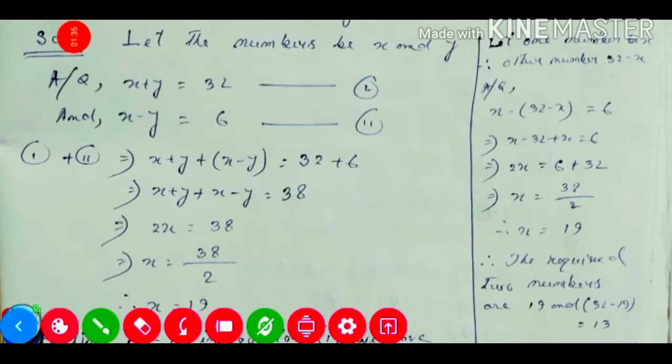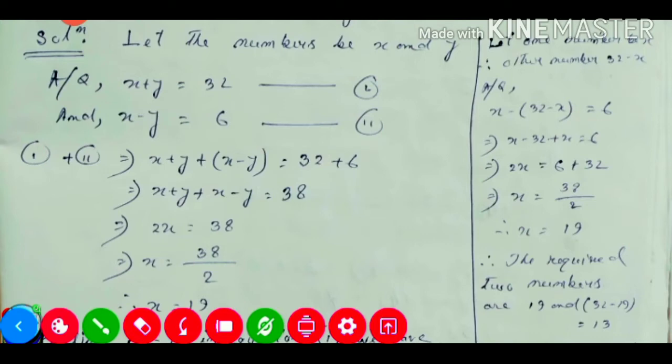Here you will see in equation number 1, the coefficient of x is nothing, meaning 1. In equation number 2 also the x coefficient is 1. The coefficient is the same. If the coefficient is the same, then no need to convert this one. And y also has the same coefficient. So it is easy for us. If we add or subtract, anything will do. So we are doing addition: equation number 1 plus equation number 2.